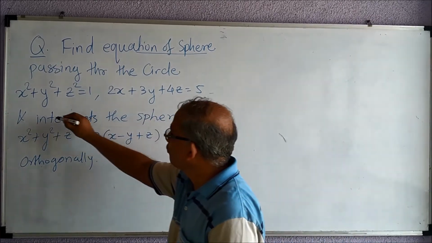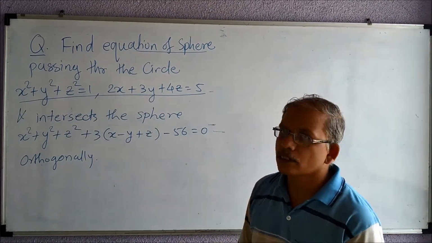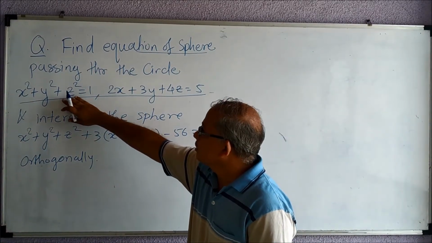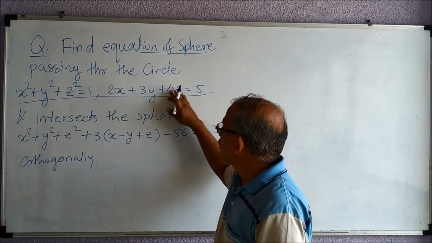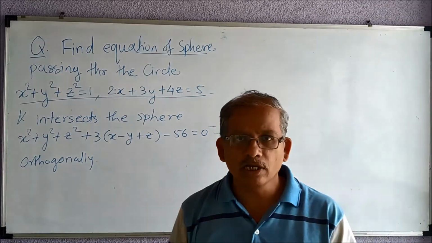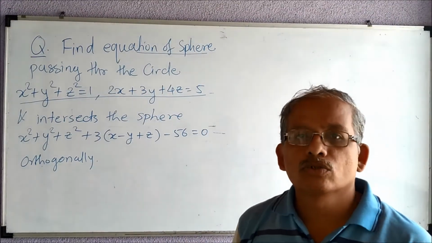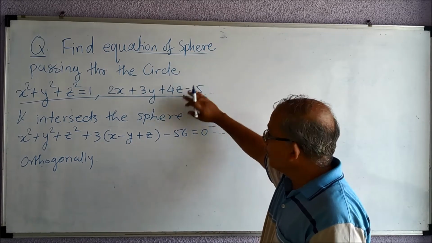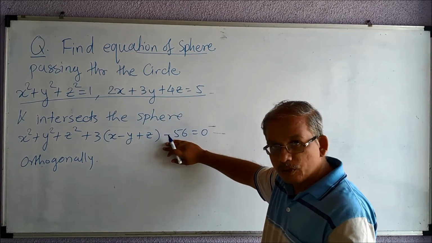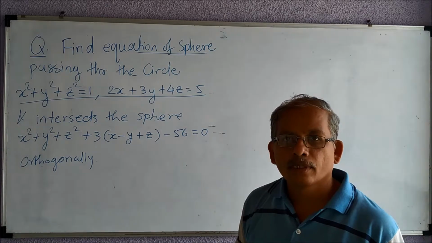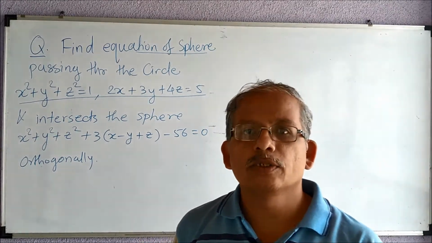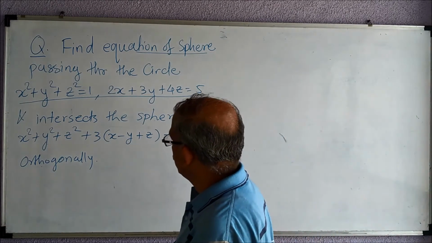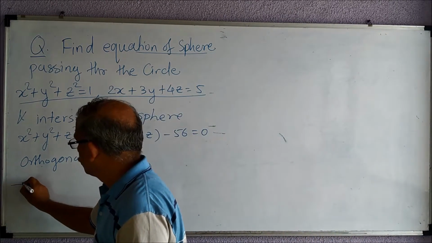So the circle is given. See how it is given. It is given as a sphere and an intersecting plane, so that's a combination. Our sphere is passing through this circle and intersects this new sphere orthogonally. So we need to use all this information to find the equation of the sphere. So the solution.